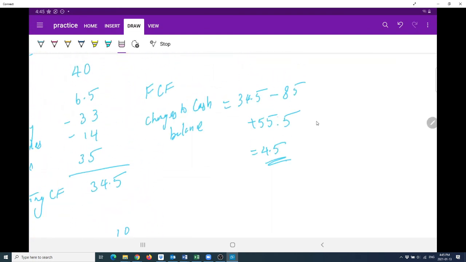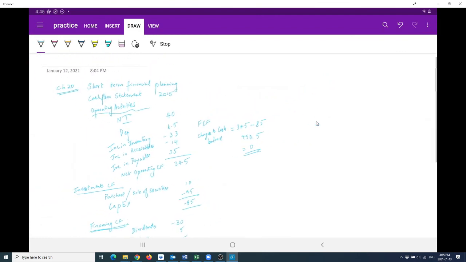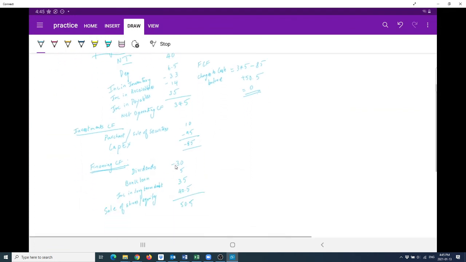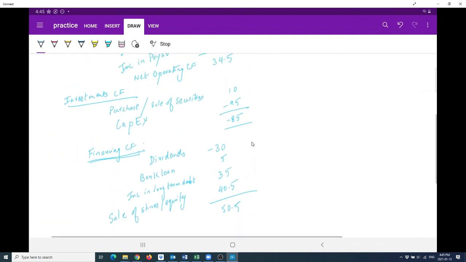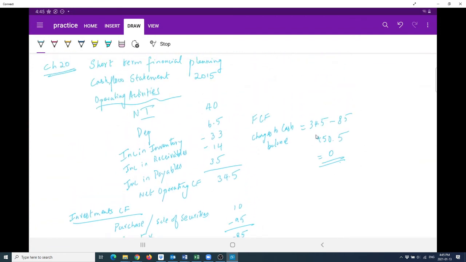Okay, so let's add these values now. 50.5 minus 85 plus 34.5. This actually holds, right? So this, in a sense, is your cash flow projection. You're making sure you go through all the cash flow changes. Your net operating cash flow is 34.5, your net investing cash flow is negative $85, and your financing cash flow is 50.5. So the overall change to your cash balance is the addition of all of those, and here, that is $0.